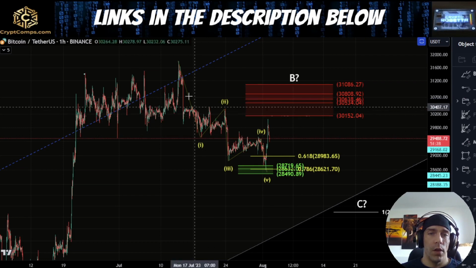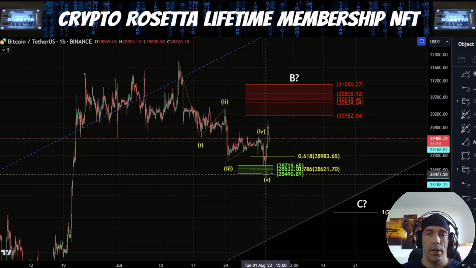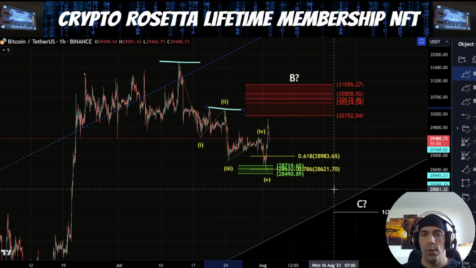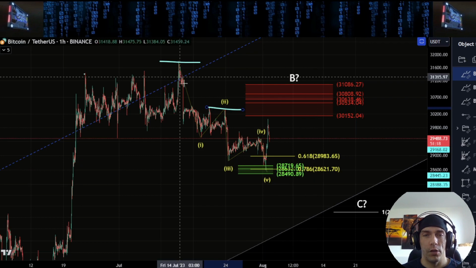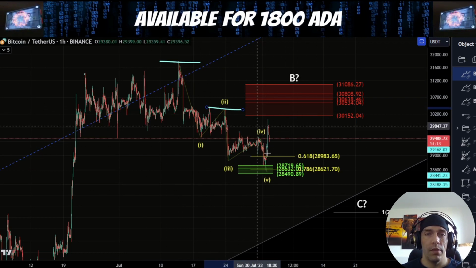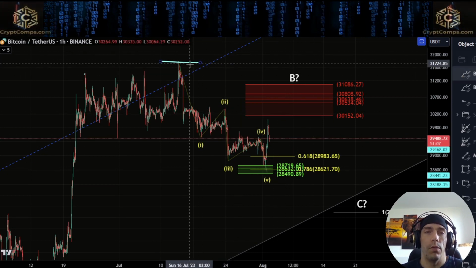Now, there are also other interpretations of how to count this move down, so we're going to go over that as well. But effectively, until we take these highs, we need to be very careful of continuation to the downside directly here. So it's going to be very important that we take these highs, and then we could start to actually plot that course up in the 3rd wave if we do get it.